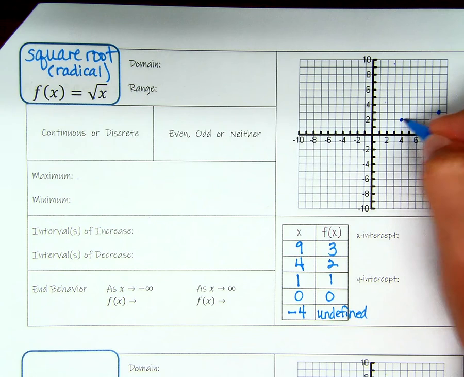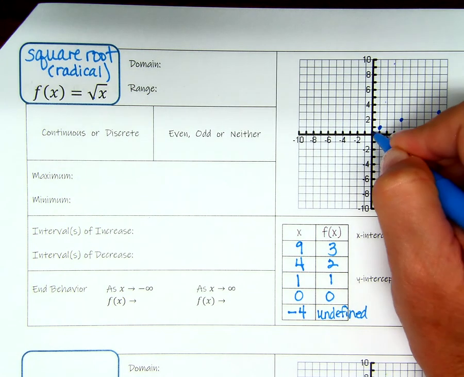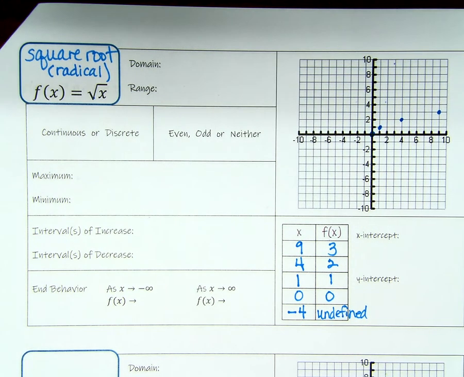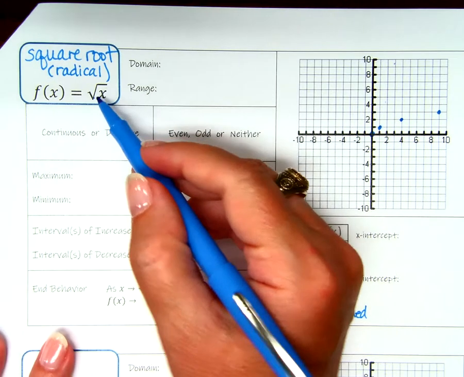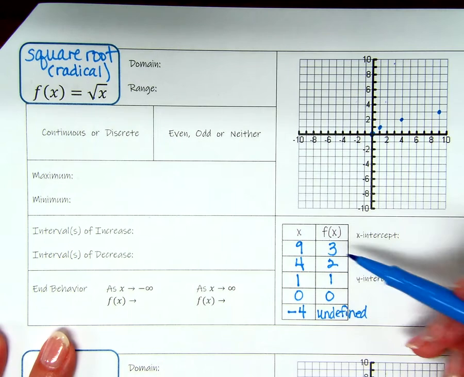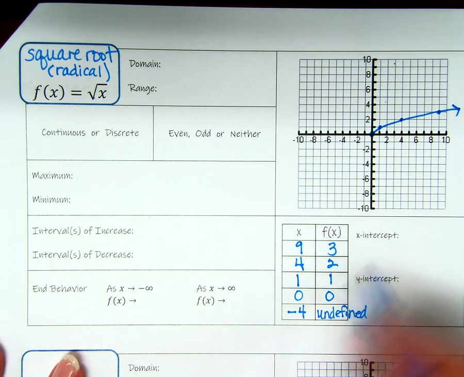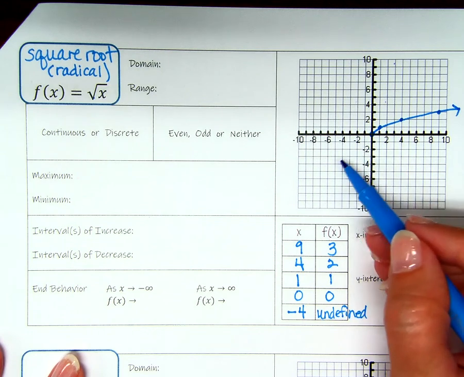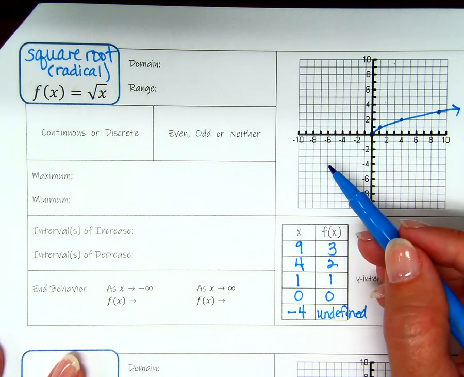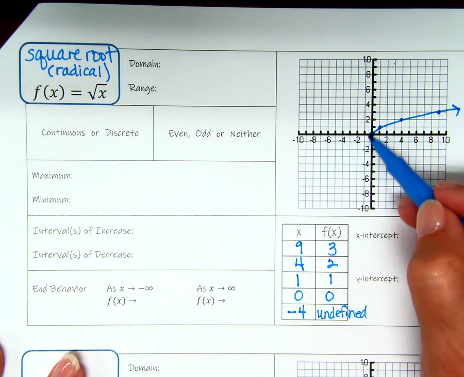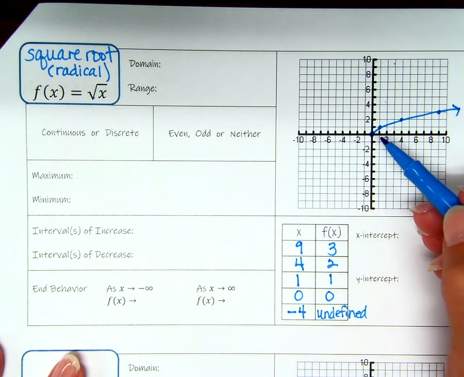4, 2, 1, 1, 0, 0. Okay, you got it plotted? Can we connect them? How do you know? They came from the equation, right? The x values that we chose, we put them into this equation to get these y values. What do I do this way? Nothing, right? So I don't put an arrow right here? I can't, can I? Okay.